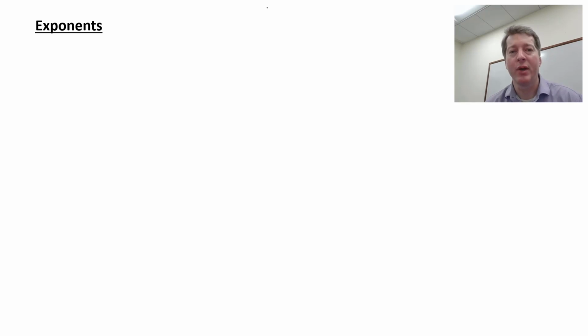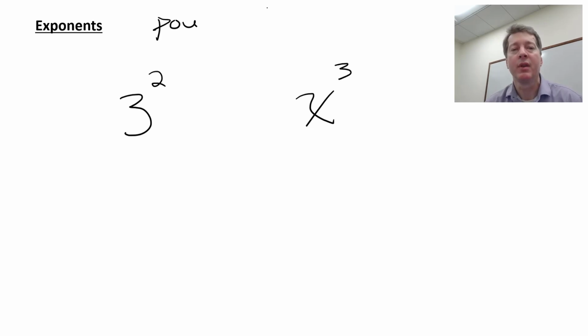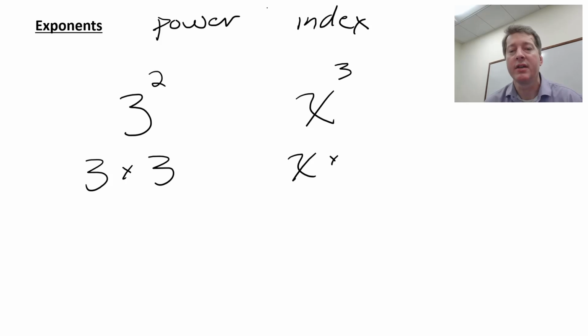Let's talk about exponents. And first of all, what is an exponent? Suppose I have 3 raised to the power of 2 or x raised to the power of 3. An exponent, and you might hear the word power or index, same thing. What does this mean? 3 raised to the power of 2, 3 squared, is 3 times itself twice. So an exponent is how many times you multiply a number by itself. x raised to the power of 3, x cubed, is x times x times x.